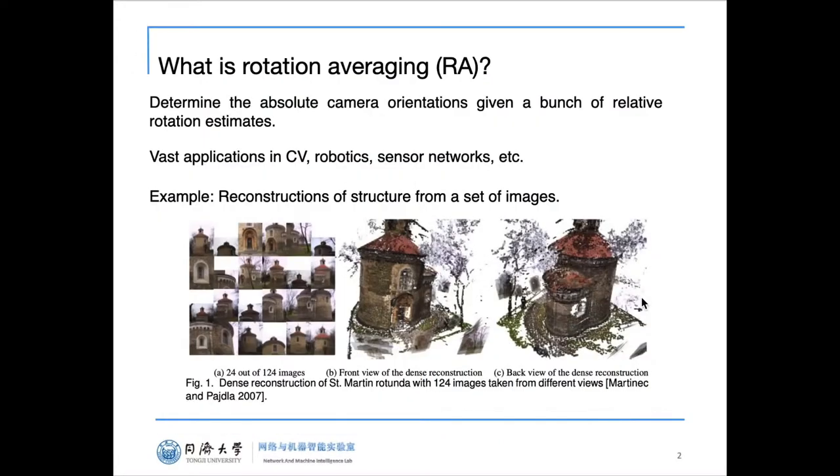The objective of the problem is to determine the absolute camera rotations given a bunch of relative rotation estimates between pairs of poses. The problem has vast applications in computer vision, robotics, sensor networks, and related areas. An example is shown in Figure 1.